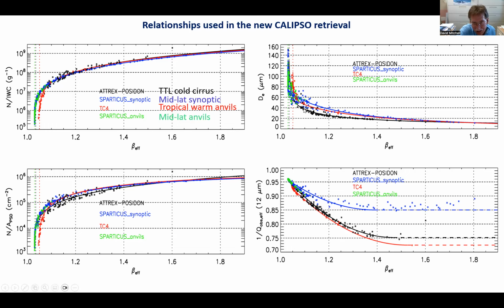do the tropics, because there's these TTL cirrus that are the black squares. And then there's this cirrus from Anvil Cirrus associated with the TC4 campaign here. And it's a little different, so we needed to do a temperature interpolation for that. Anyway, these other curves are kind of self-explanatory.